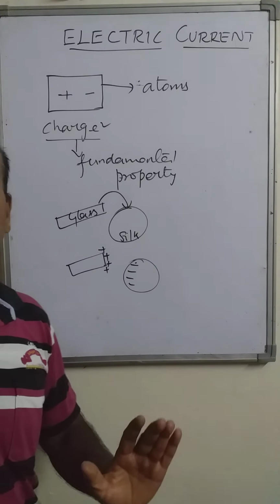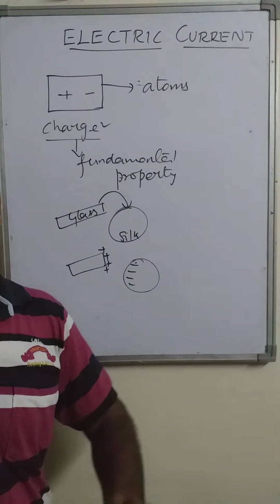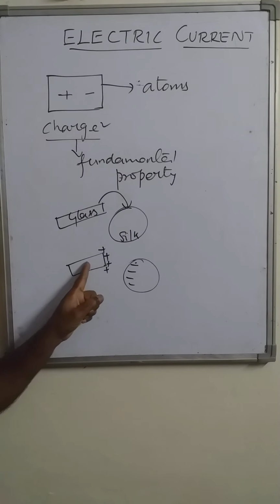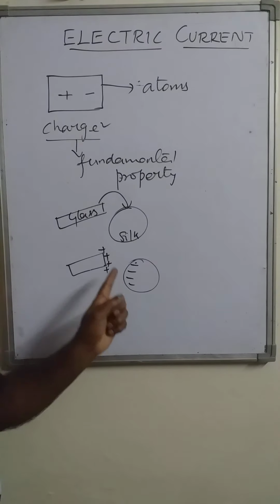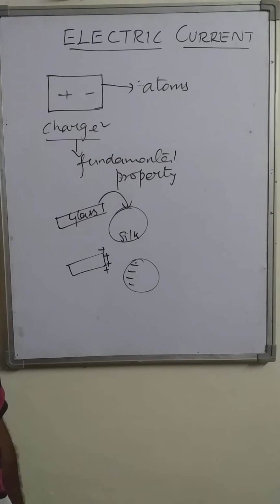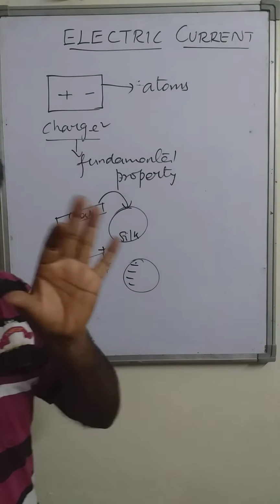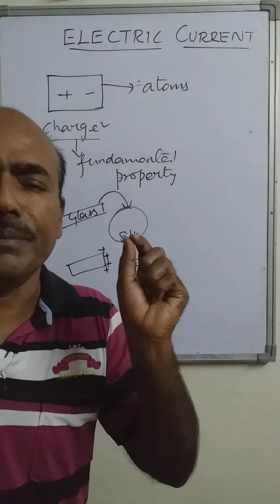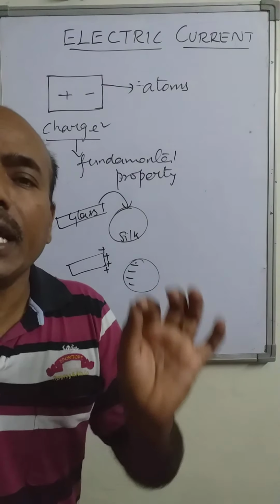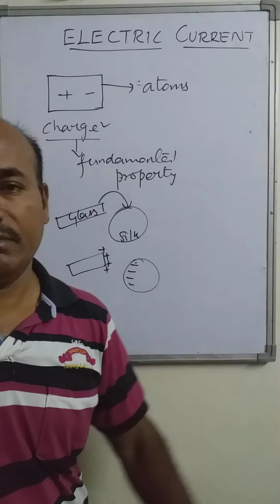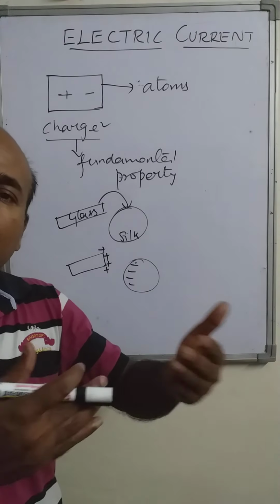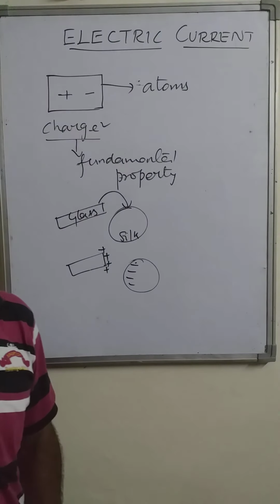So this is the charge, the objects. Then we say the glass rod is a charged object. Silk cloth is also a charged object. So finally we can define the charge. It is a fundamental property of matter with which it can exert force on the other. That is the charge. And then we go to the properties of charges.